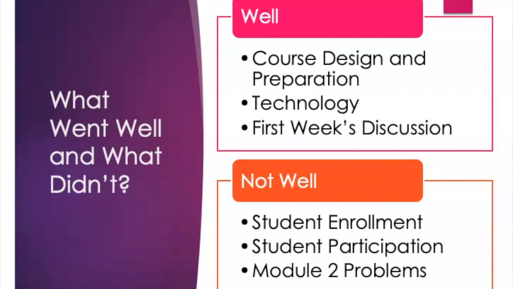Not so well, the student enrollment. We were only able to get 2 people, and that was a problem. And I think partly because of that student enrollment and some of the other problems I mentioned, the student participation was pretty low. And then finally, there were some problems getting Module 2 up and running. It wasn't really live for the students until a couple days into Module 2. So that may have caused problems with them participating in that second week.